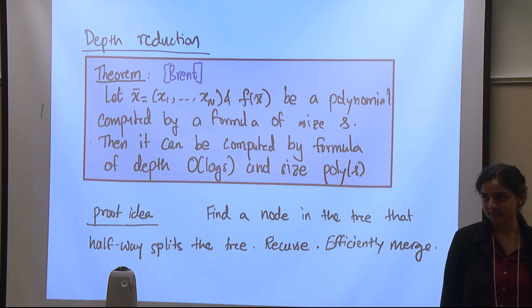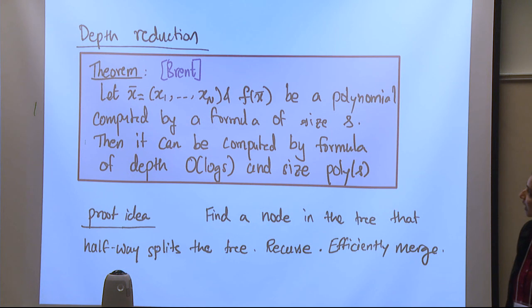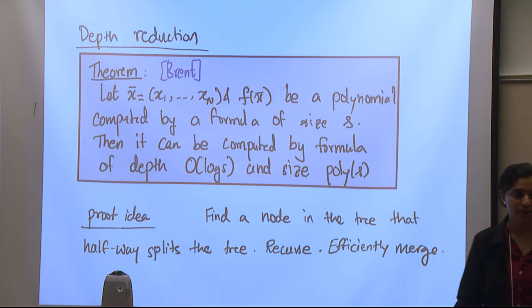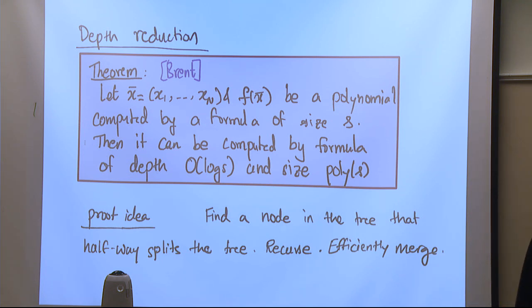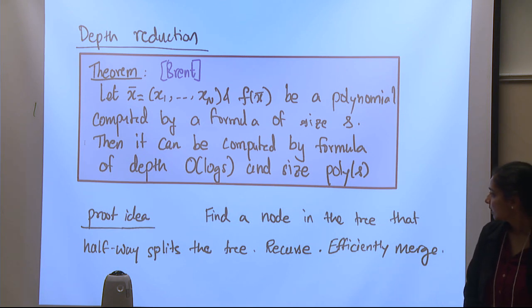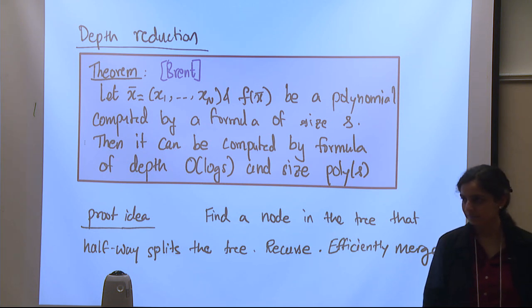So what is it saying, firstly? It's trying to say that if you have a polynomial f being computed by a formula of size s, then it can also be computed by another formula of depth log s and size poly(s). That's all. So depth reduction is just this statement, that you can bring down the depth to log s. Okay? And again, I have the proof mostly by pictures.